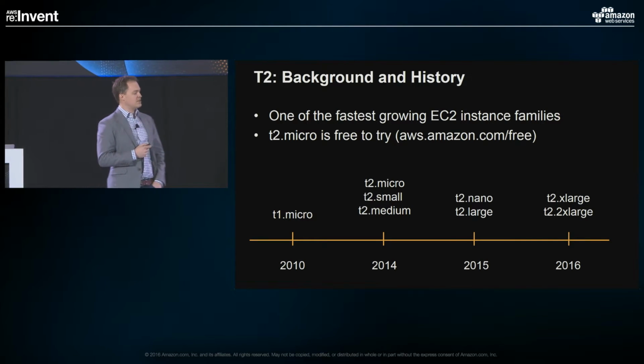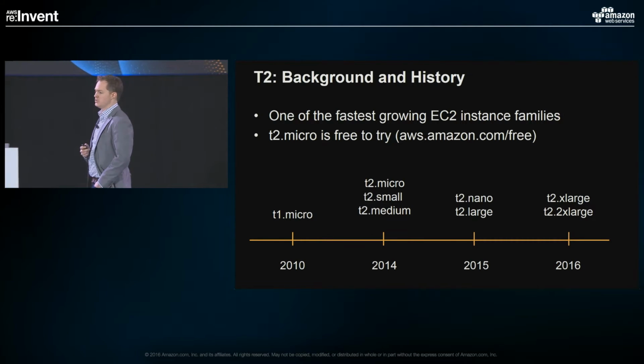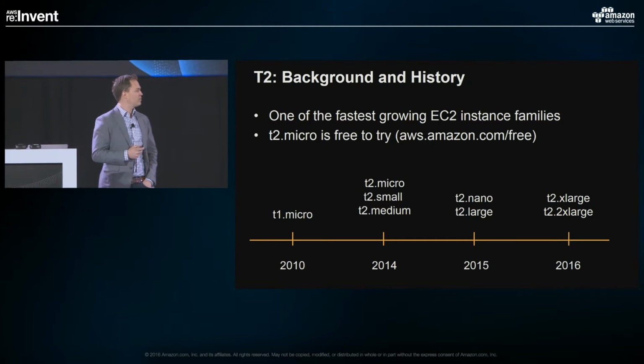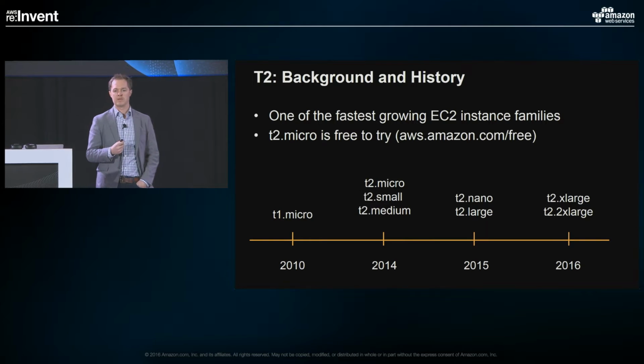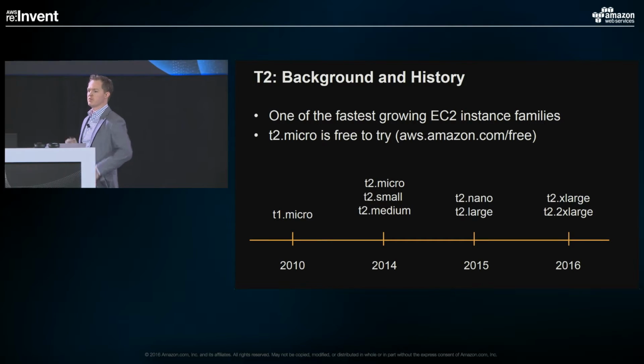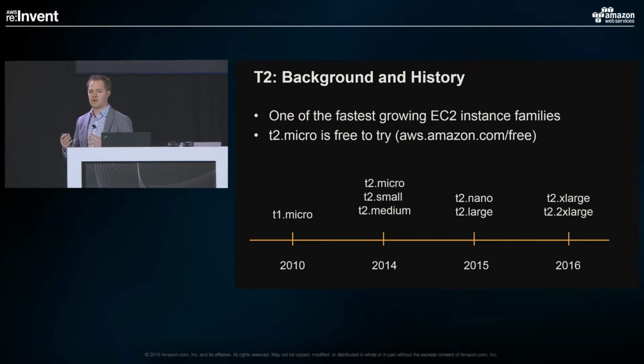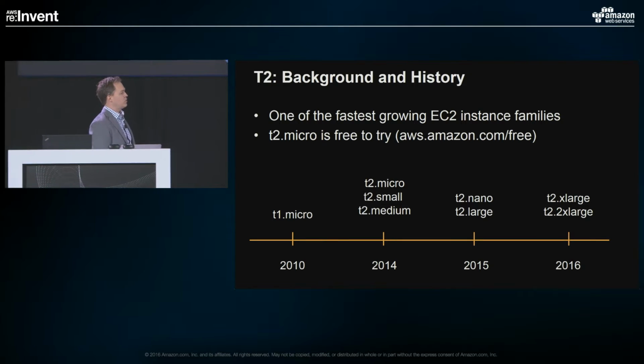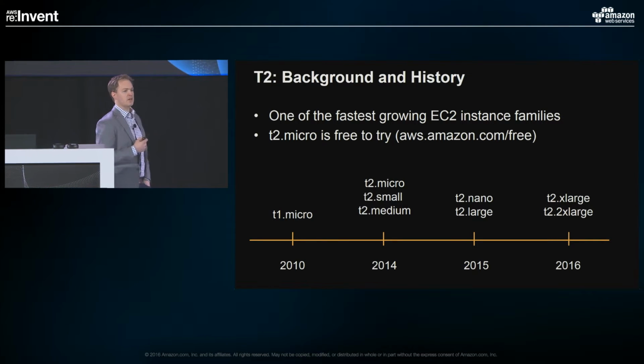So we introduced the T family into EC2 in 2010 with the introduction of the T1 Micro. And the T1 Micro introduced this notion of bursting, which was giving really good performance, but for applications which didn't need to use the CPU all of the time. So if your application was one that used the CPU occasionally or irregularly, T1 Micros could give you a really good experience at a lower price.